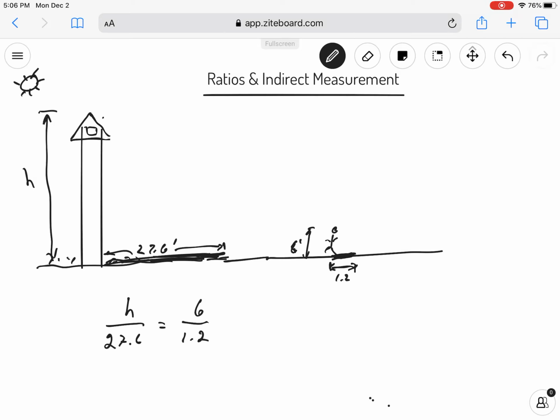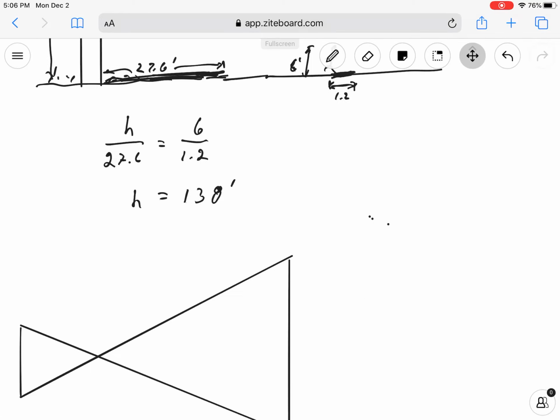And then that gives me, if I do the cross multiplication, 27.6 times 6 divided by 1.2. And I say that H is 138 feet. So the tower is 138 feet tall. Okay. Another way of doing this, we can do it things that are horizontal.